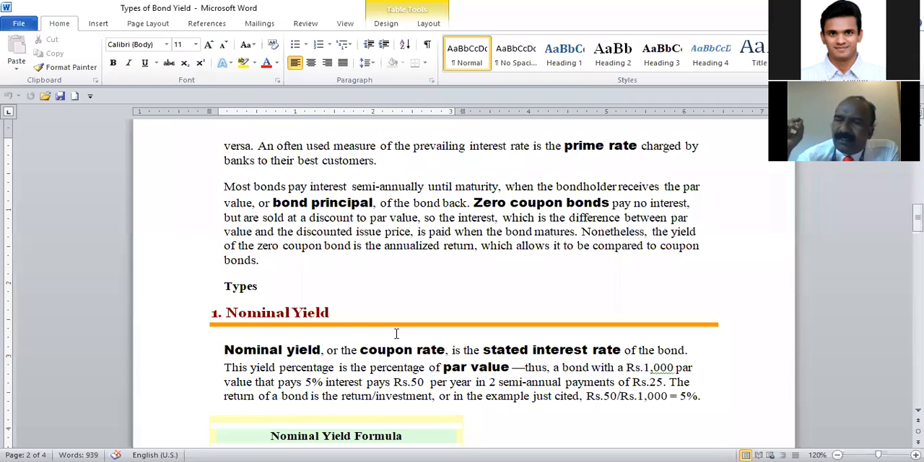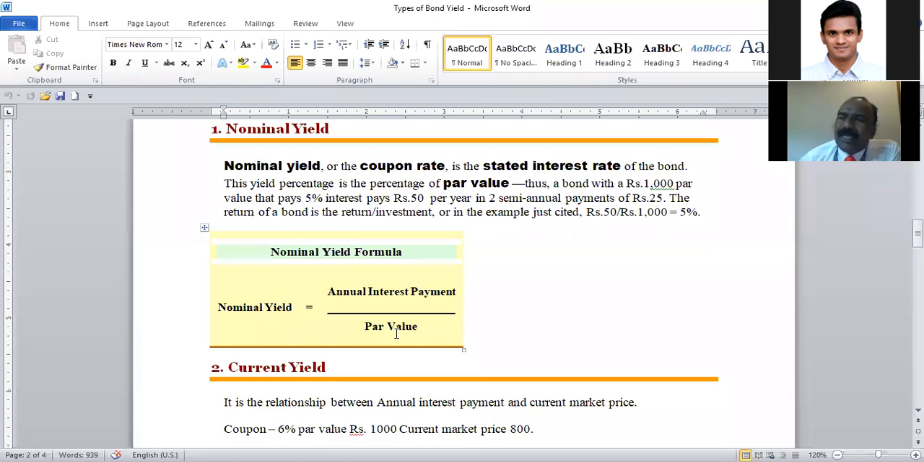For example, a 1,000 par value bond which pays 5% interest, rupees 50 per year. That 5% is called the nominal yield. Yield is represented in percentage. So in this particular case, nominal yield is 5%. 5% on 1,000 is 50. If it is paid semi-annually, that is twice a year, then 25 rupees each time. The nominal yield is still 5%, and the interest payment is 50 rupees.